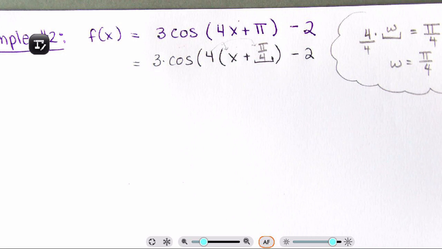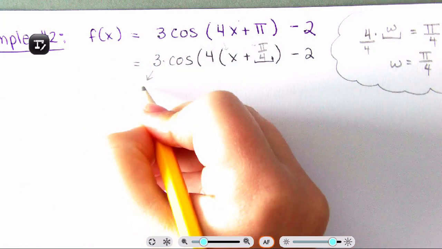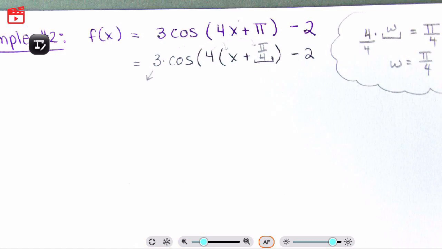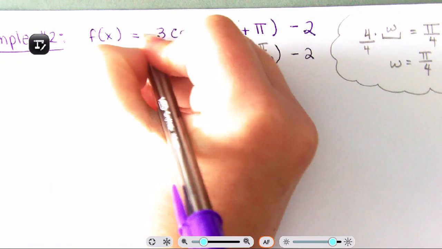Once you have factored out your b value, I just noticed we're using 3 again. So let's make this a little bit more challenging by putting a negative out in front.